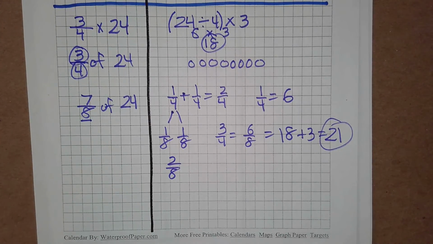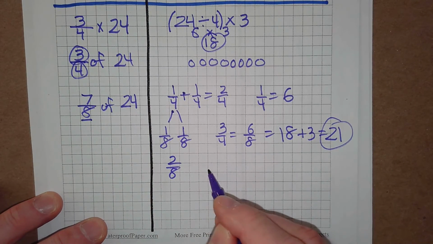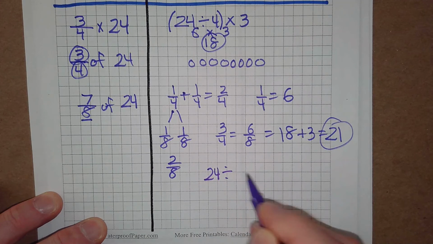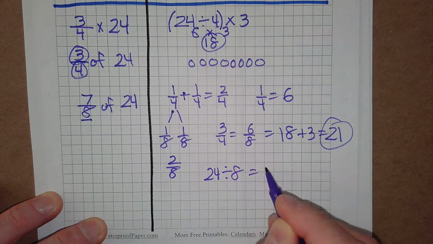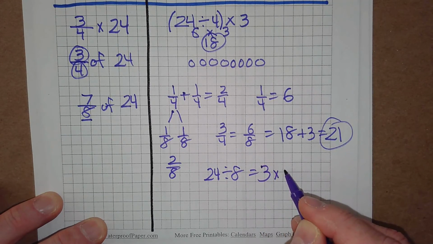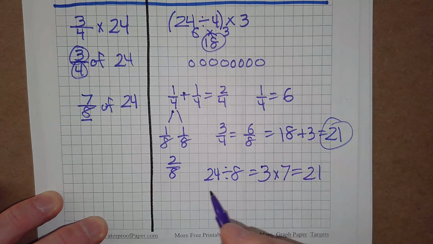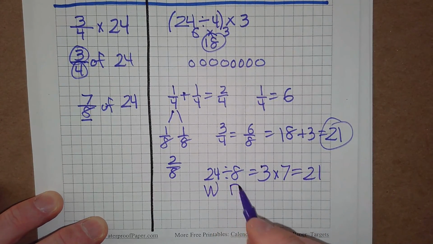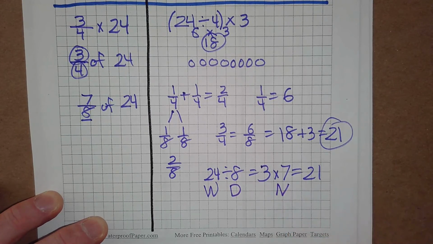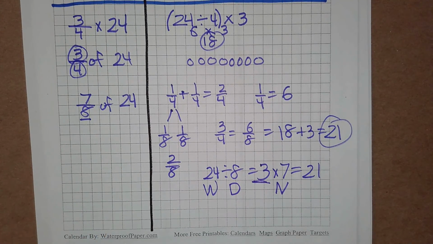Very good. Here's the short way to do it. What's our whole number? How many grapes have we got? 24 divided by what? 8 equals 3 times 7 equals 21. Whole number divided by the denominator times the numerator. There's that 3 that they found with their creative thinking. That was good. Zach and Clara and others.